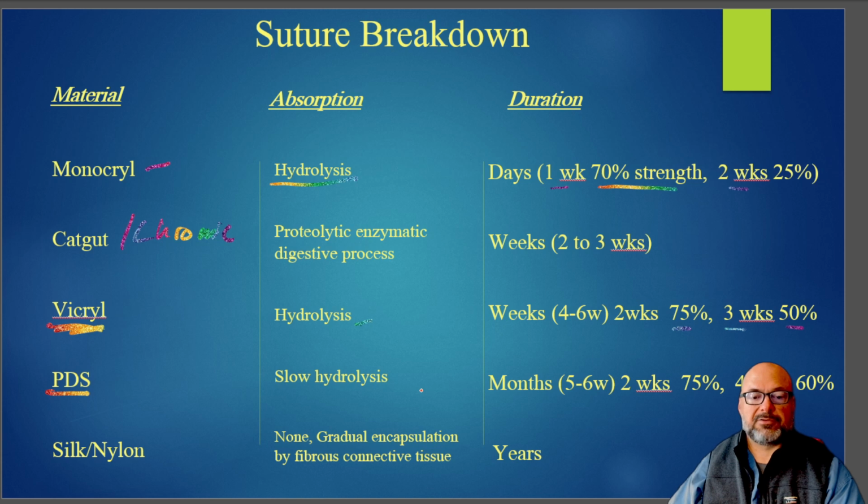PDS, which I use to close the fascia, is broken down by slow hydrolysis. That lasts on the order of months. 2 weeks out, you're looking at 75% strength, so kind of similar, but all the way out to 4 weeks out, still at 60% of its strength. And then silk and nylon, the permanent things, not really broken down, but they're encapsulated by connective tissue over time, so they would be there for years and years.